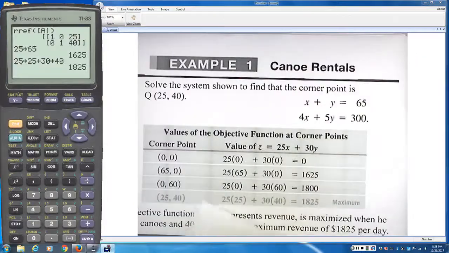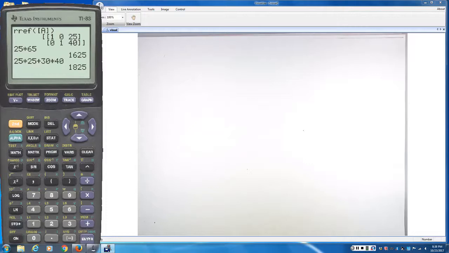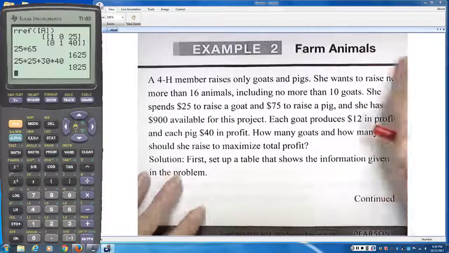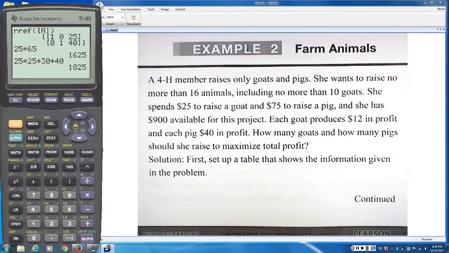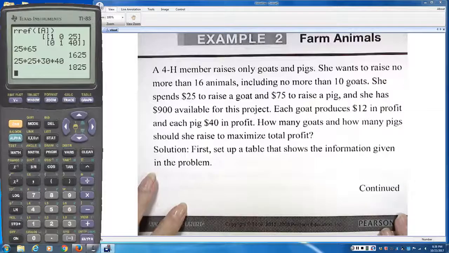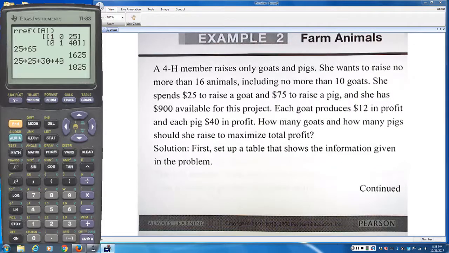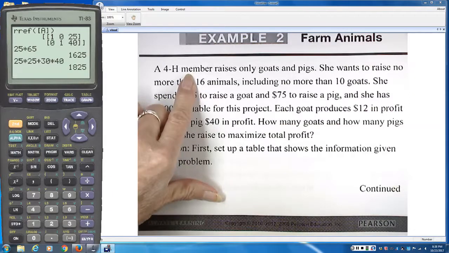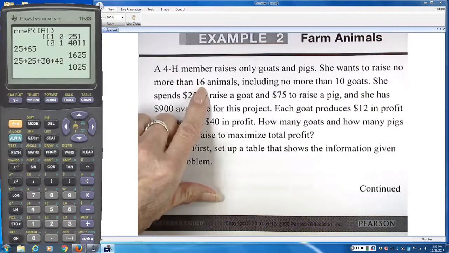Okay, we probably have time for another one, just to be sure you do have it. Let me pull this one on down here. Even if all we do is set it up, I think it'll help you to have it set up, then you can check your answer once you know how to set it up. So, okay, we've got a 4-H member that wants to raise only goats and pigs. She doesn't want to have more than 16 animals.